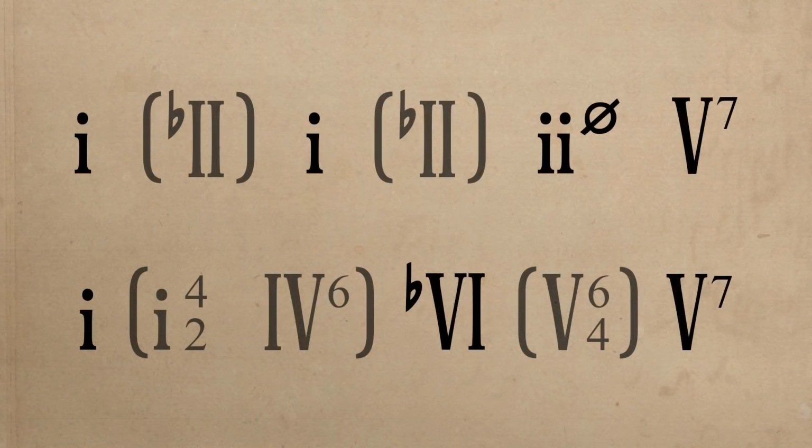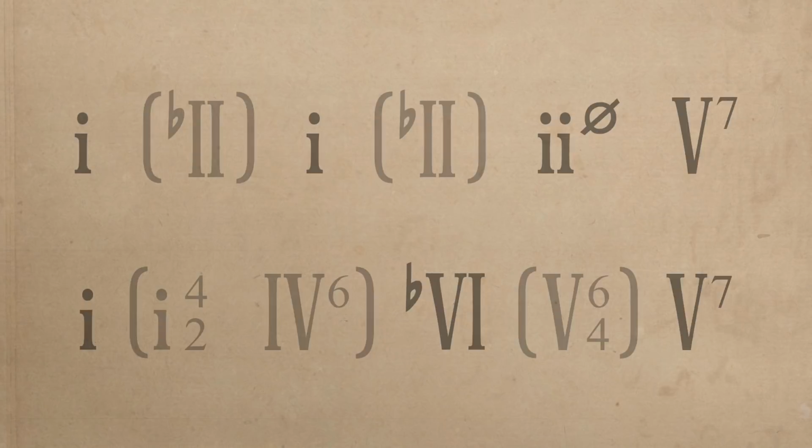These chords of prolongation are really important both locally and globally. Locally, they provide additional intrigue to the phrase, but globally, they reinforce a sense of contrast between the two phrases. And this is easily seen if you pay attention to how the bass moves.